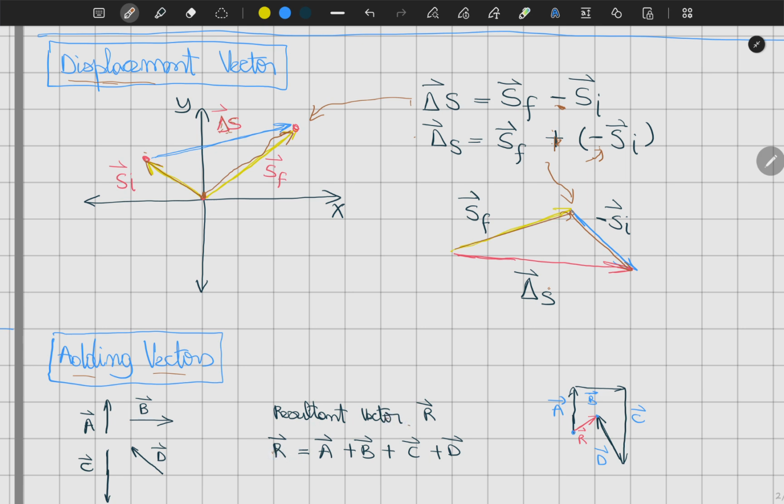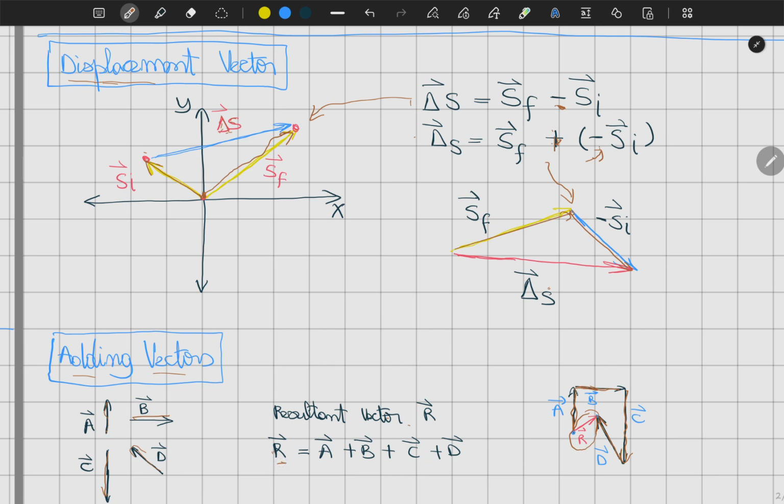So if I take this one, that's what you see here: A plus B, B plus C. You see C is going down. That's what you see, C is going down. And then plus D, D is going in that direction. So that's what you see. D is going in that direction. And the resultant is what is in between those two. So that's what we call the resultant.